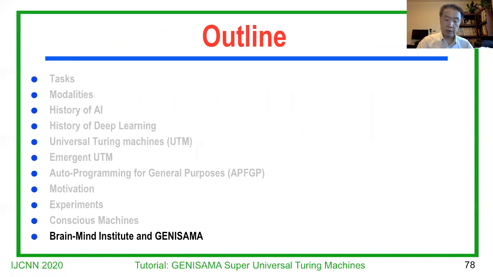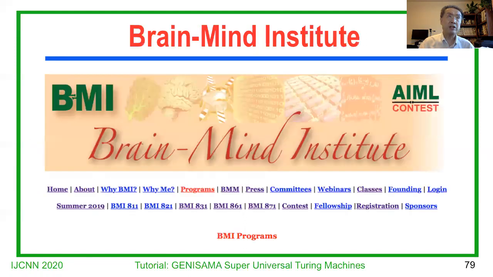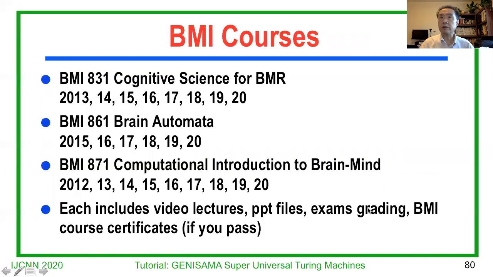Now let me talk about the Brain Mind Institute. In order to really learn this exciting future of AI, I think we need a new kind of education. The Brain Mind Institute that I helped to create, a nonprofit organization, is meant for that. We also have an AI contest. If you go to the website, it talks about why BMI, why you need that. And you also have classes, and we have the contest.